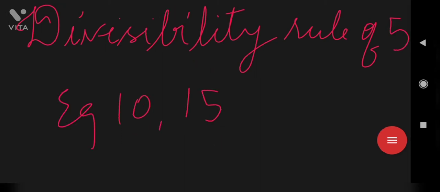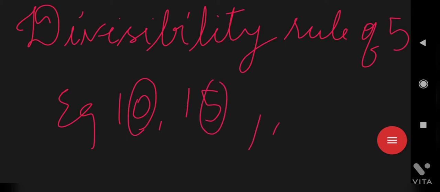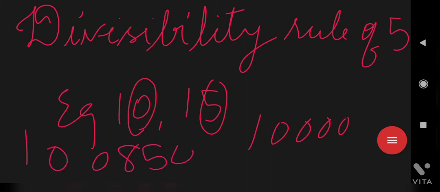Divisibility rule of 5: numbers whose last digit is 0 or 5. Any number that has a last digit 0 or 5 is divisible by 5. For example, 100000 is divisible by 5. Take 10085545: the last digit is 5, so this number is divisible by 5.